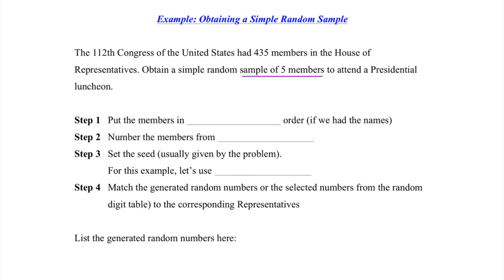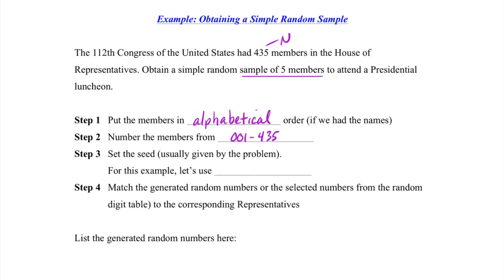Now we're going to use a random digit table to do this, so we're going to put the members in alphabetical order. After that, we're going to number the members accordingly. That means we're going from 001 up to our 435. Remember, that's because our sample size of 5 is coming from a population of 435, which means all of our numbers need to be 3-digit numbers.